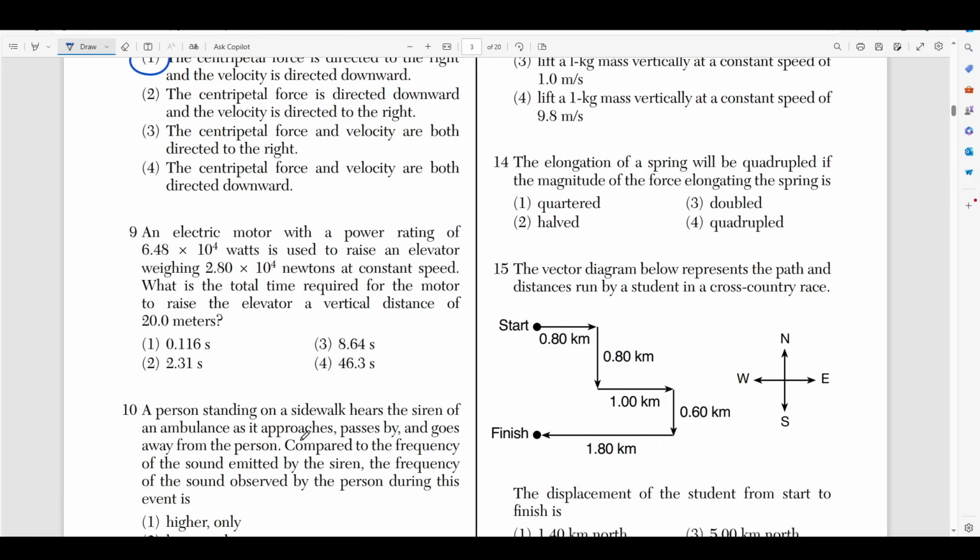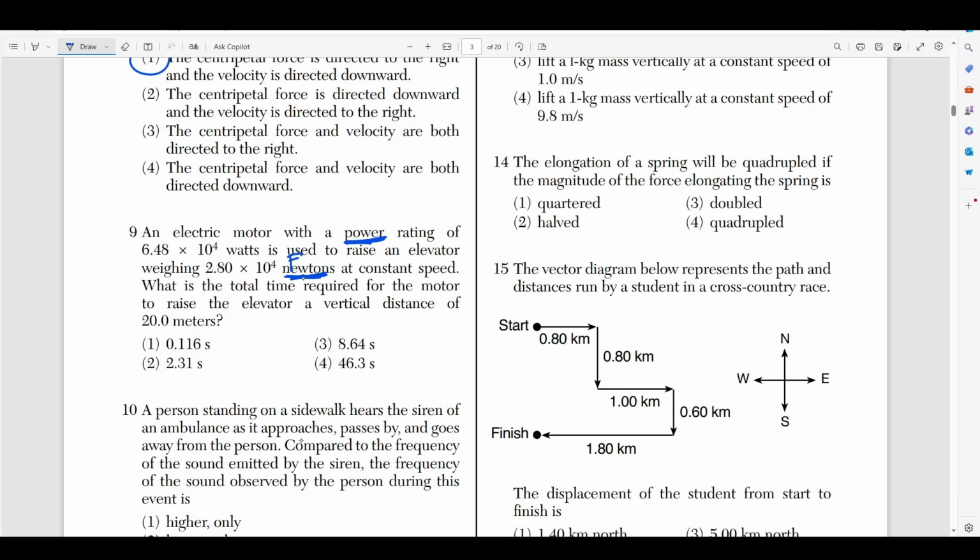Moving on to number 9. An electric motor with a power rating of 6.48 times 10 to the 4 watts is used to raise an elevator weighing 2.8 times 10 to the 4 newtons at a constant speed. What is the total time required for the motor to raise the elevator a vertical distance of 20 meters? So here we have power, right? We're given a power, and then we're given a force that we need to move with this power.